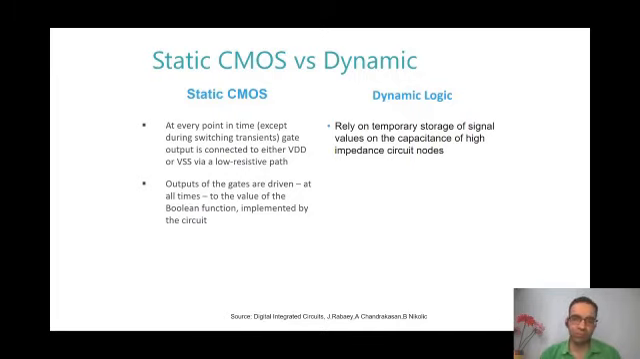Don't worry. We will see this in much more detail in probably the next class. But for now, just remember that in static CMOS, we're not leaving anything to chance. We always have a pull-up network or a pull-down network that is on. So the output is always driven. In dynamic logic, the output may not always be driven, and there will be times when the output is driven only because of some charge stored on some capacitor.